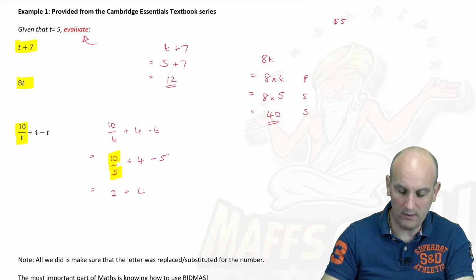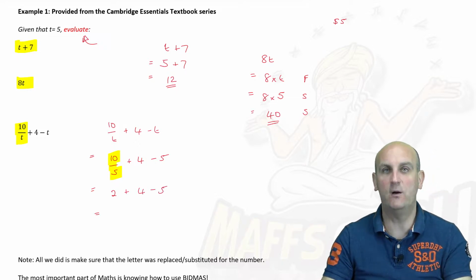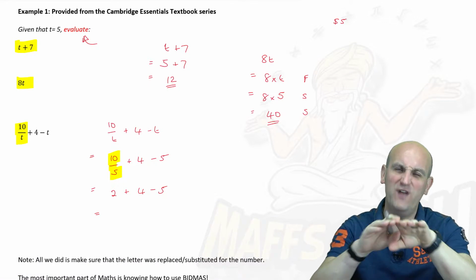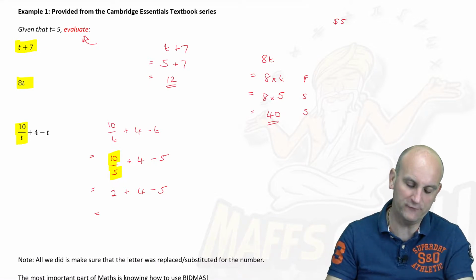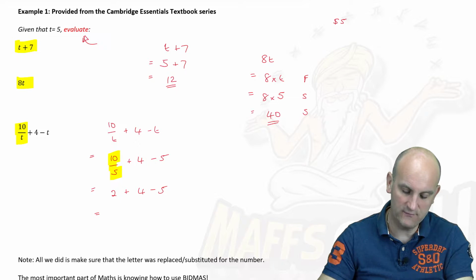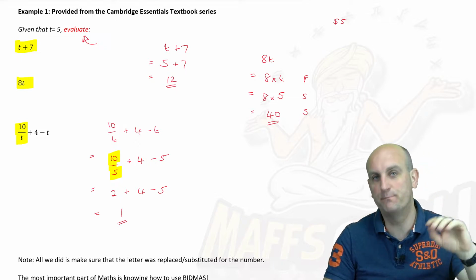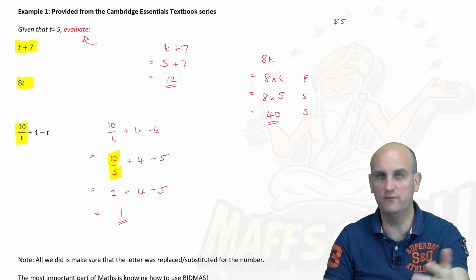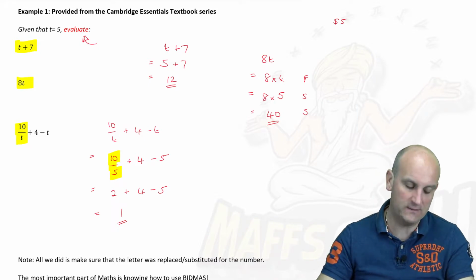Now, I don't worry about sorting anything else out. You'll notice I just write it down as it is. And now I go back to BIDMAS. Brackets, no. Indices, no. Division, no. Multiplication, no. And addition and subtraction, which are effectively level, I can do. So 2 plus 4, 6 minus 5 gives me 1. And again, if you write the formula or the question out, substitute and solve it using BIDMAS, you cannot make a mistake in this stuff.